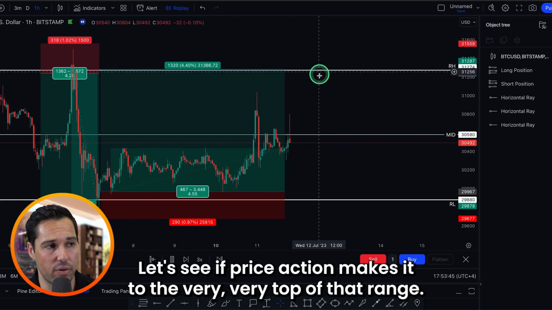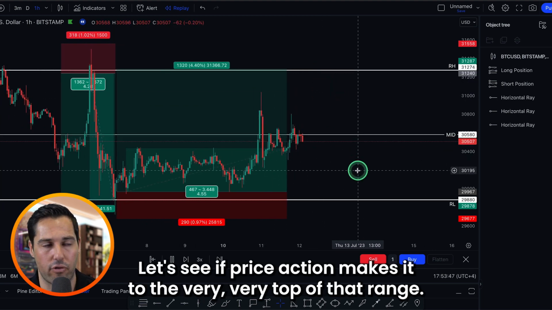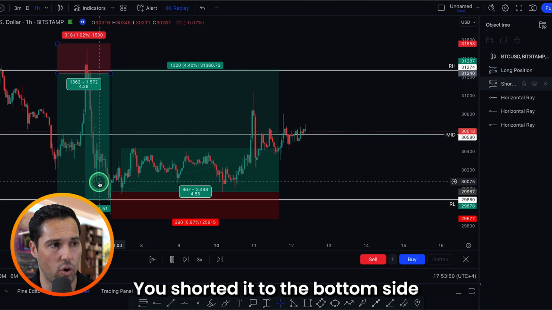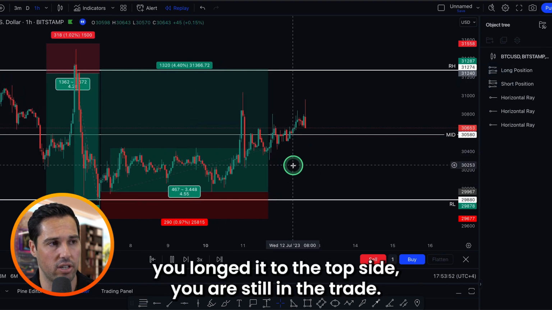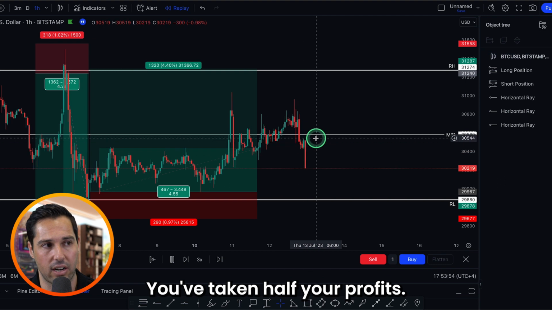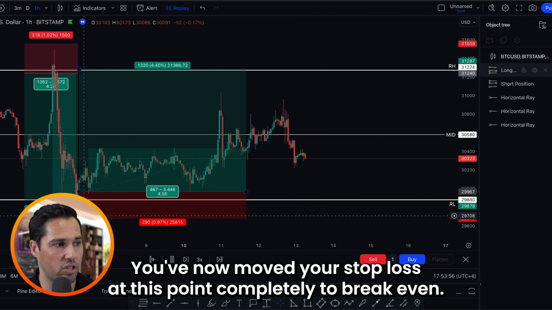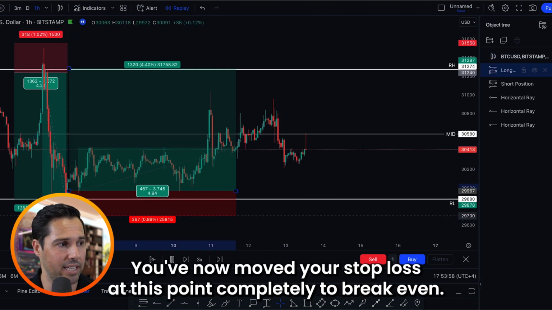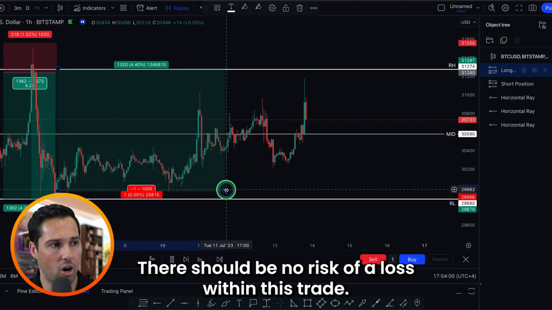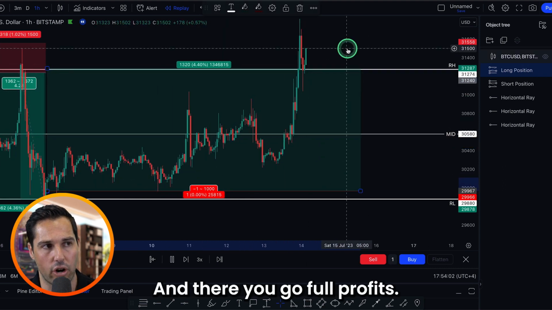Let's see if price action makes it to the very, very top of that range. But this is an example. You shorted it to the bottom side. You longed it to the top side. You're still in the trade. You've taken half your profits. You've now moved your stop loss at this point completely to break even. There should be no risk of a loss within this trade. And there you go. Full profits.